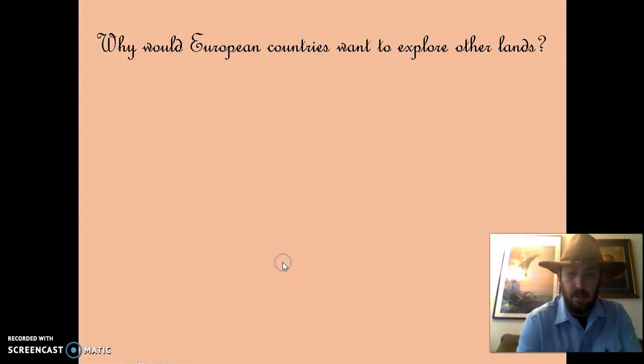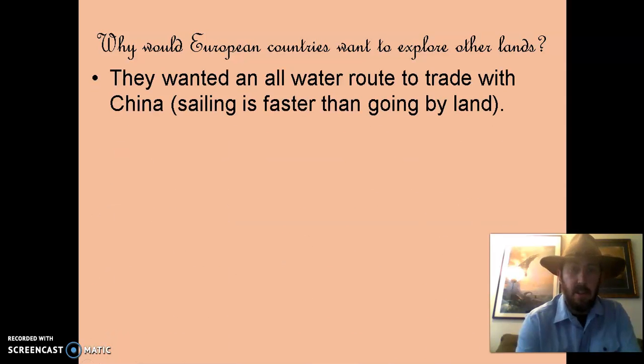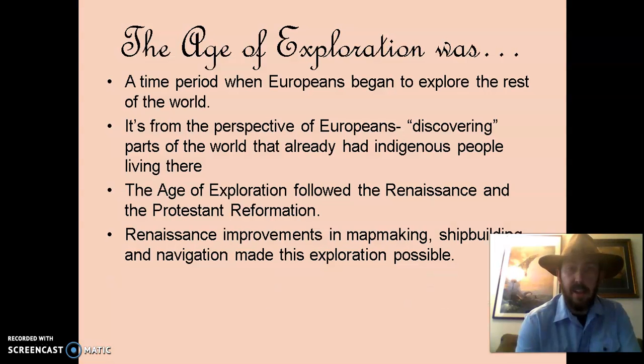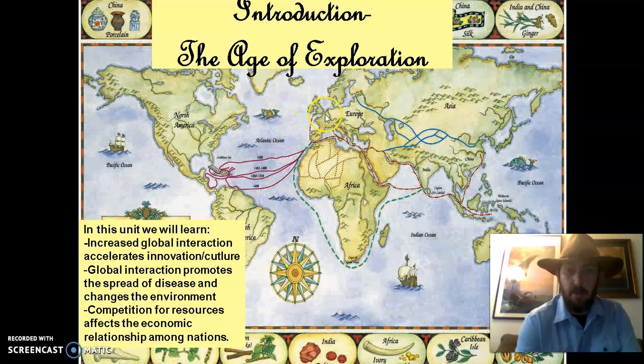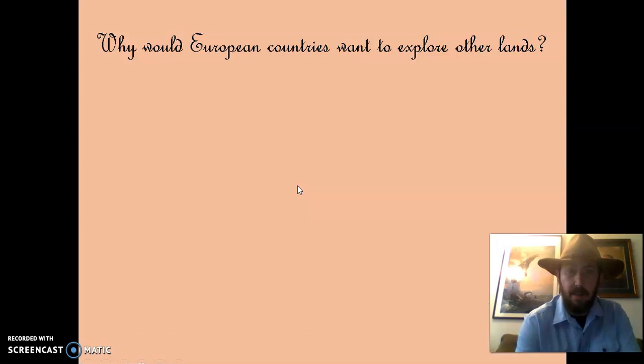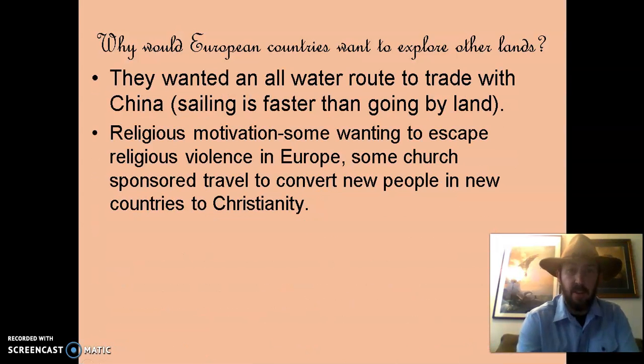Okay. So why would European countries want to explore other lands? They wanted an all-water route with which to trade with China. So going by land, backing up just to the map, going by land from Europe to China, believe it or not, even though this looks like a shorter distance, actually took longer than sailing around. And they were trying to find a shortcut because sailing also took a long time. But trading with China was a big motivator.